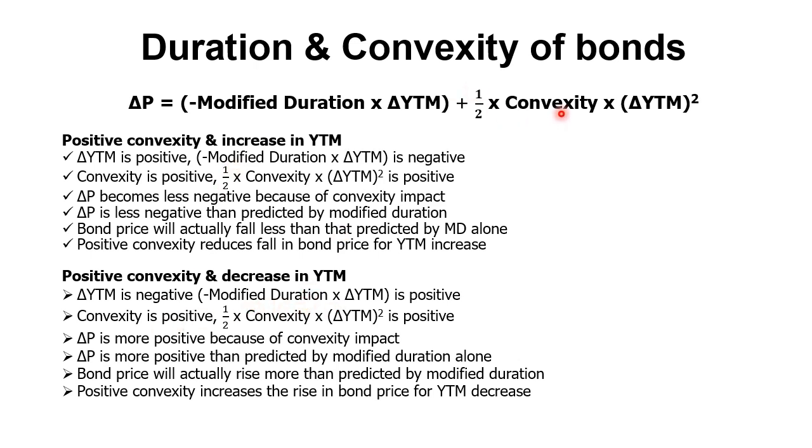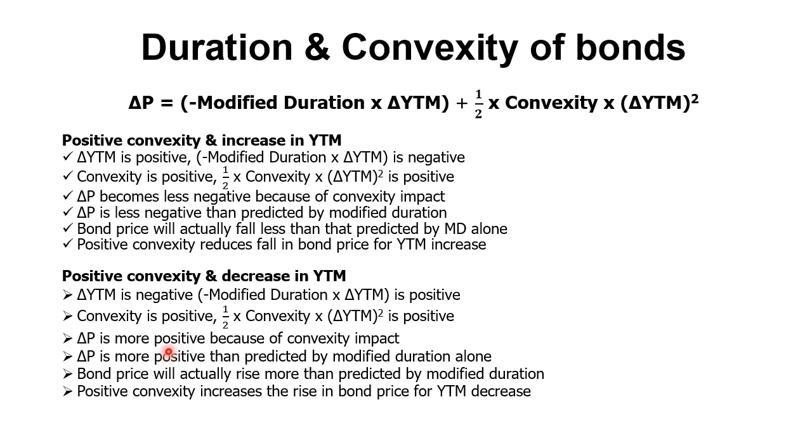The second term will always be positive if the convexity is positive. This we have discussed earlier. This is because the square of any number is positive. Therefore, delta YTM whole square will always be positive even if delta YTM is negative. Therefore, if delta YTM is negative, the convexity impact will be positive if, of course, the convexity is positive.